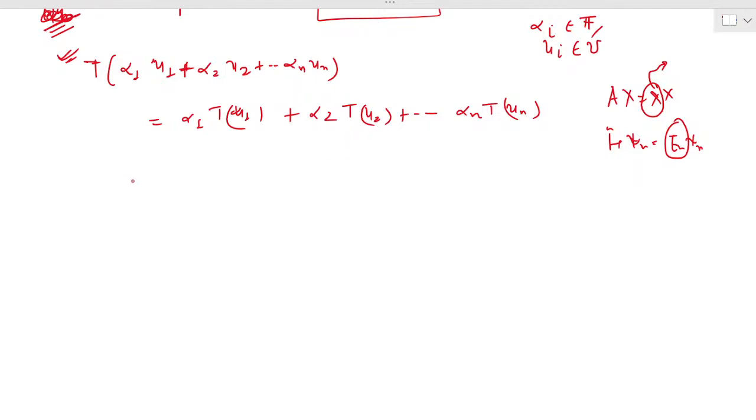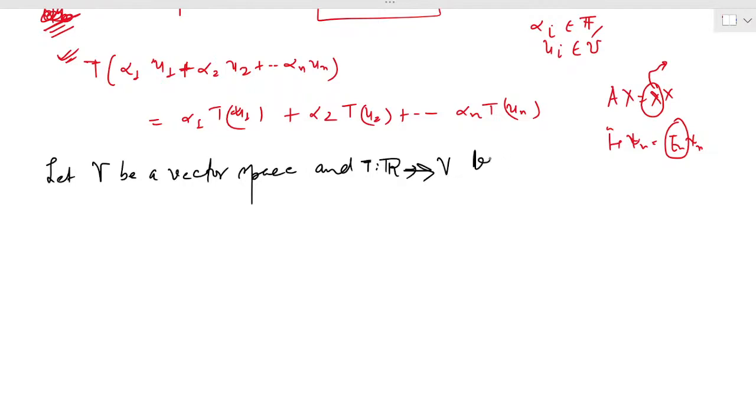Okay. Now there is another theorem, or you can say a statement, I'm writing. Let V be a vector space, and let T be defined from R, that is the set of real numbers, to a vector space V. And understand this set of real numbers also forms a vector space. Set of real numbers form a vector space. T from R to V is a linear transformation. So I'm claiming that this T is a linear transformation.